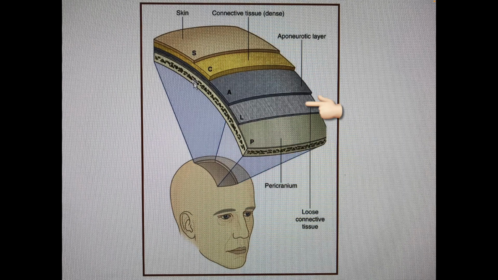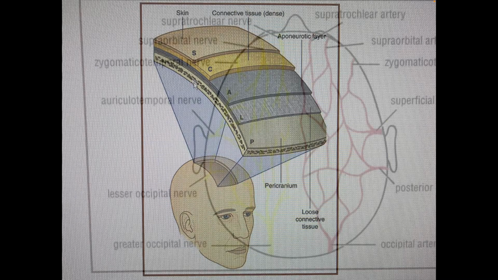Then we've got the loose connective tissue, which allows the movement of the three superficial layers over the skull and is referred to as the danger area of the scalp because infections can easily spread in this layer. And lastly, we've got the pericranium, which is the periosteum covering the outer surface of the bones of the calvaria before finding the actual bone tissue.